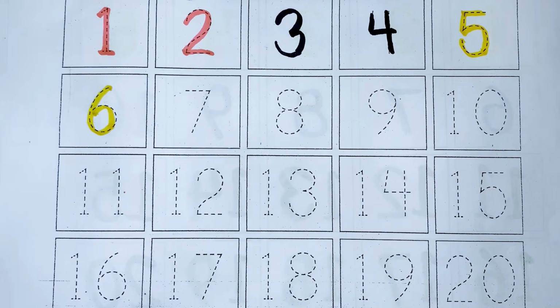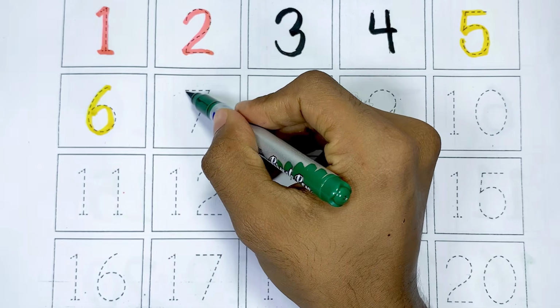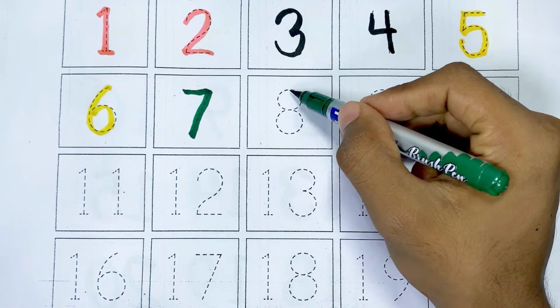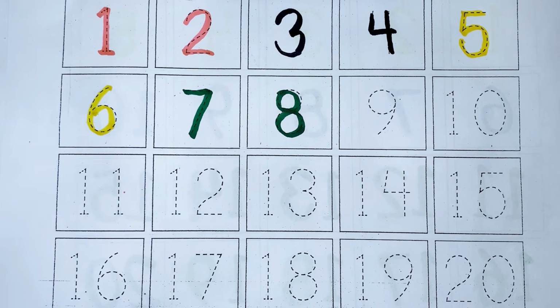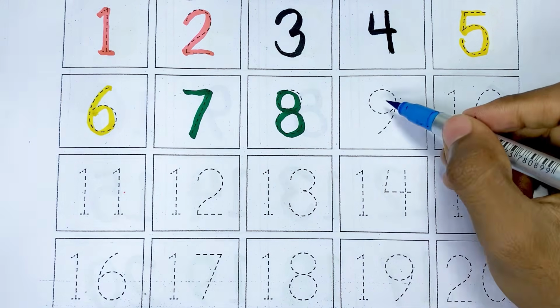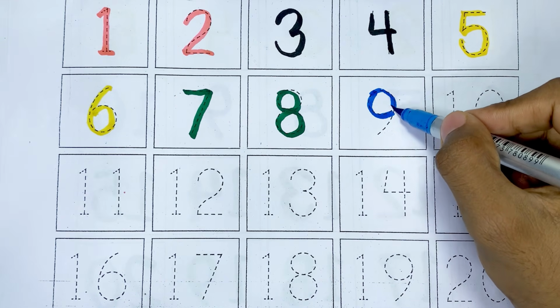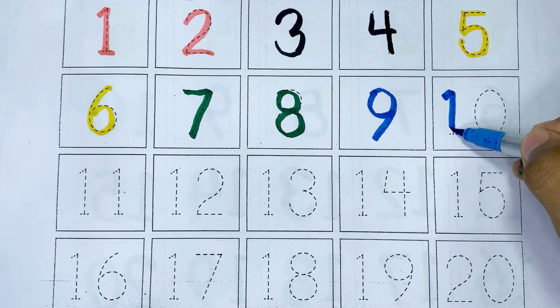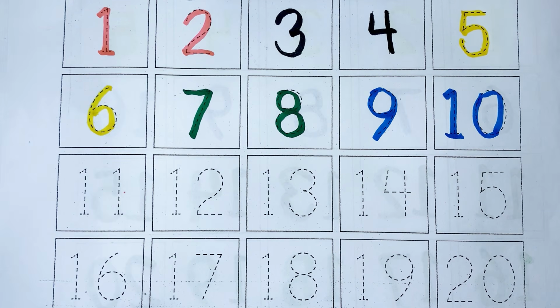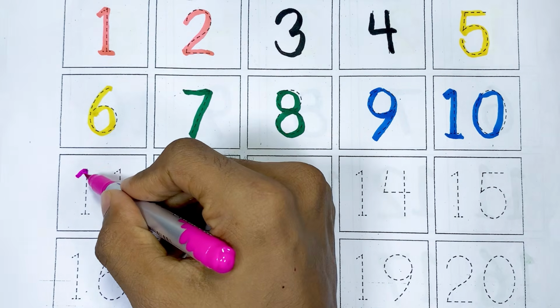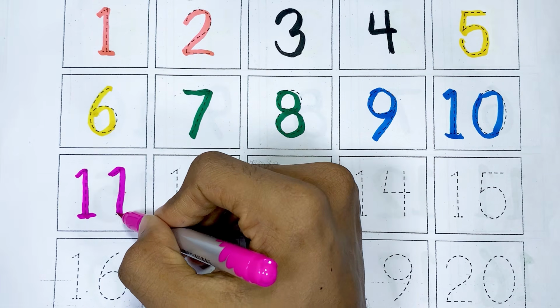Kids, now you draw 7. 7, 8. Kids, now you draw 9. 9, 10. Kids, now you draw 11. 11, 12.